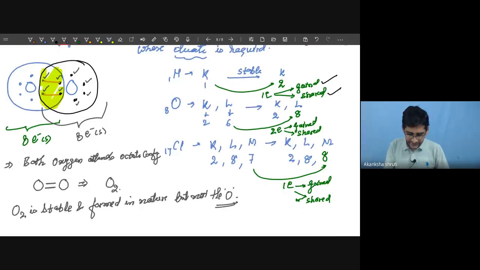So students, it was the formation of O2. So how is the structure of O2? If you need to draw, you have to draw this structure. So this thing you have to keep in mind. Now let us go for the other.